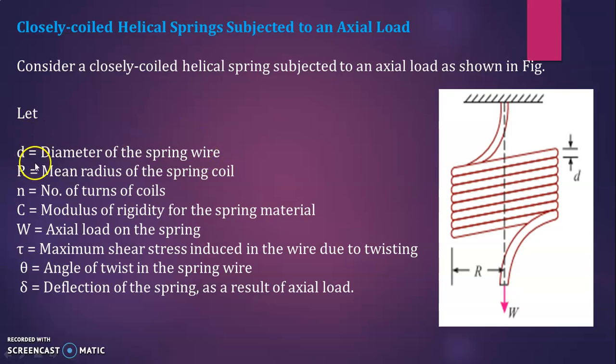Let d be the diameter of the spring wire, R the mean radius of the spring coil, n the number of turns of the coil, and C the modulus of rigidity for the spring material, which is also sometimes represented by G. W is the axial load on the spring, tau is the maximum shear stress induced in the wire due to twisting, theta is the angle of twist in the spring wire, and delta is the deflection of the spring as a result of the axial load. You should know all these terms while solving problems, and there are different formulas.